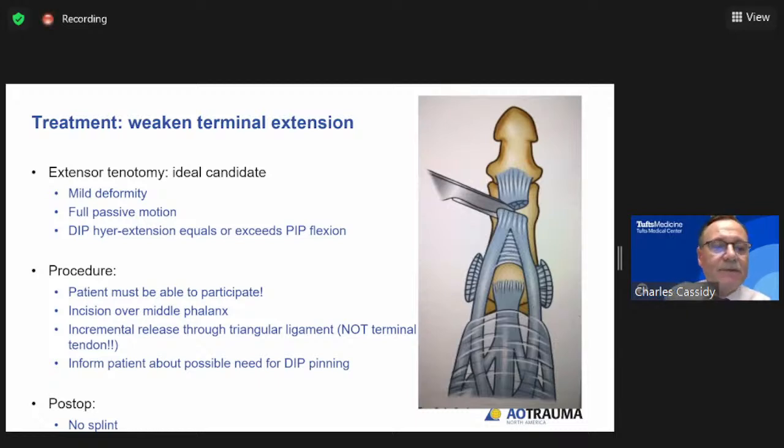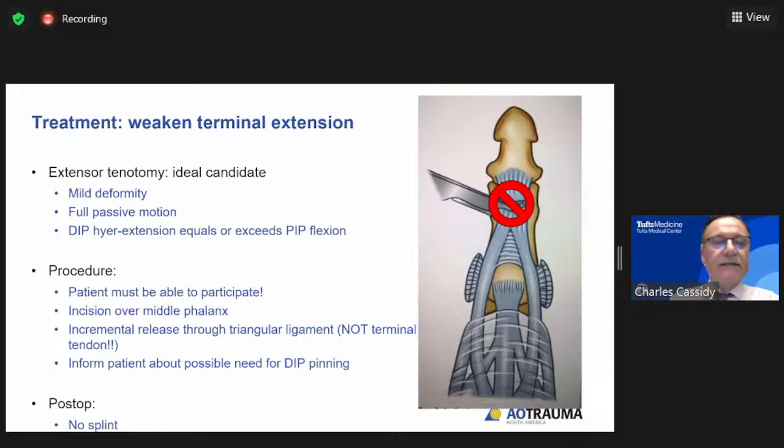So the patient must be able to participate. Jay mentioned wide awake surgery. You've got to do it under local or local sedation. An incision over the middle phalanx. I like this illustration because I disagree with it as well, because if you cut that tendon distally, you're going to end up with a mallet finger.